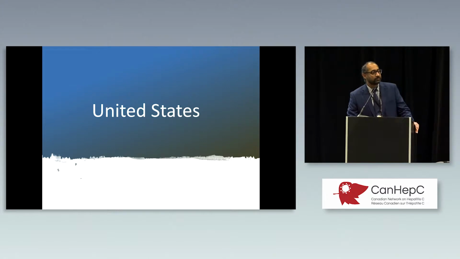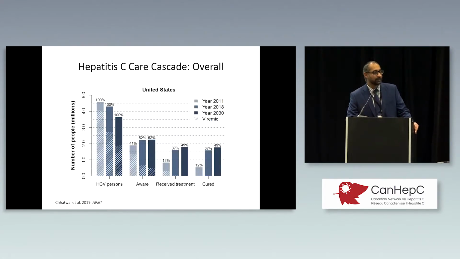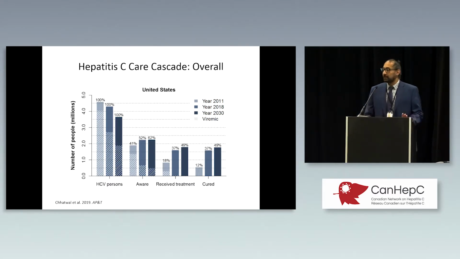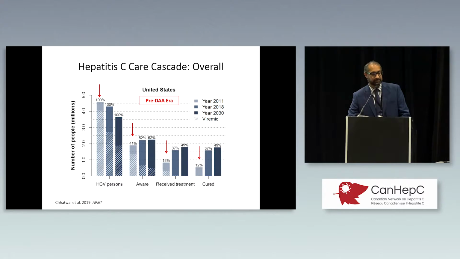Unfortunately, I do not have any results for Canada, so I will stick with the United States results. Some of them can be applied to Canadian settings, others may not be. So let's start with the hepatitis C cascade of care. These are hot off the press results published this week showing how the cascade of care has changed over time. In 2011, the pre-DAA era, just before the DAAs were launched, close to 4 million people had hepatitis C infection in the United States. Approximately 40% were unaware, and only 12% reached cure.